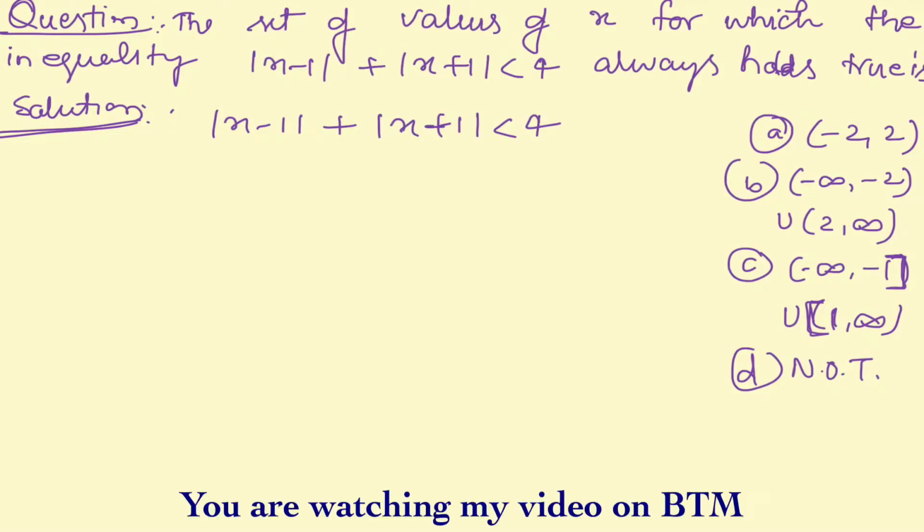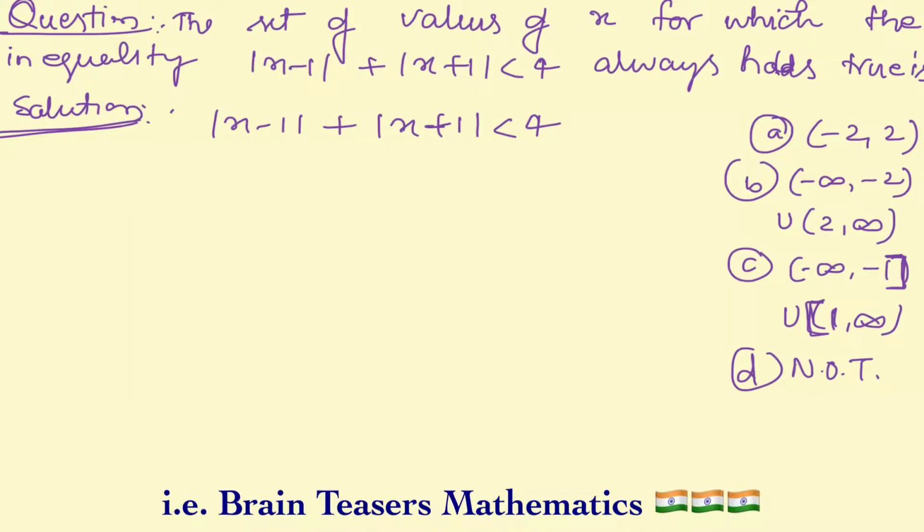So now we are going to solve this question. The question is to find the set of values of x for which this inequality, mod of x minus 1 plus mod of x plus 1 is less than 4. Here two mods are given. So how are we going to proceed?